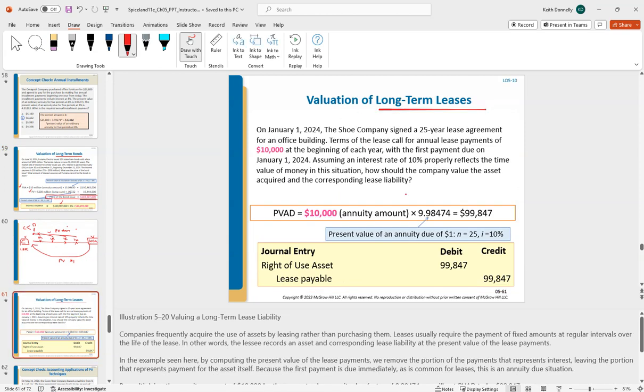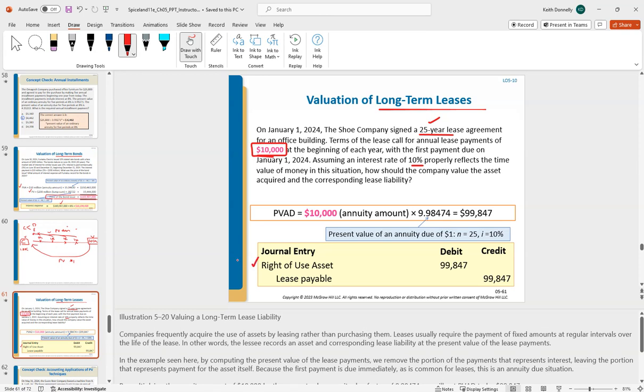Likewise, long-term leases, we're going to use this time value of money. So say we sign a 25-year lease for an office building. It's going to be annual lease payments of 10 grand. So we're going to pay 10 grand for 25 years. There is a 10% rate of return here. How do we value this?